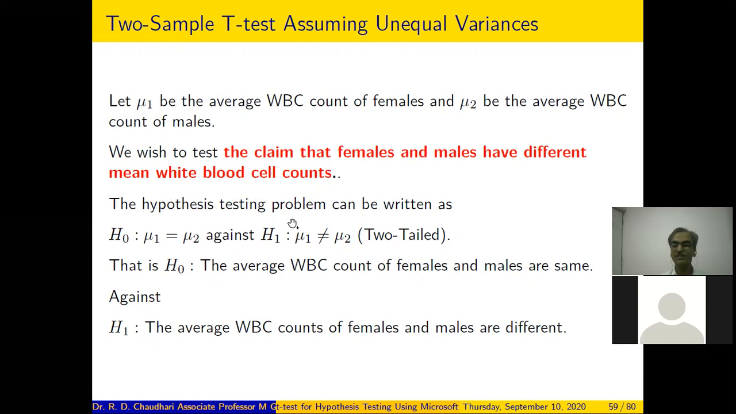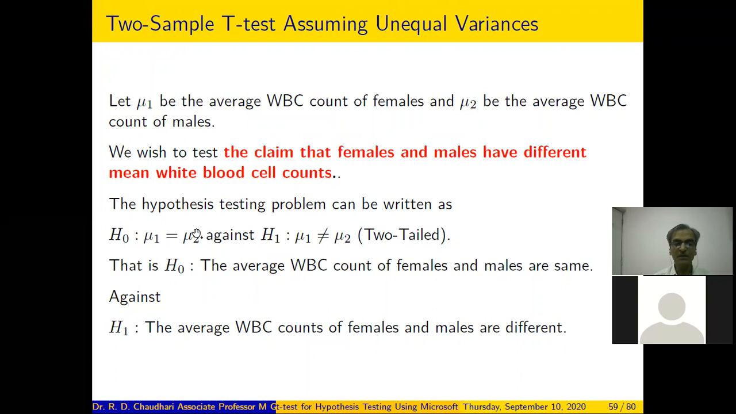So the hypothesis testing problem can be written as H naught: mu1 equal to mu2 against H1: mu1 not equal to mu2. As I told you, the null hypothesis is always about equality, and the alternative hypothesis is based on the question in the problem. Since here we want to test whether there is a difference or not, we have the alternative hypothesis H1: mu1 not equal to mu2, which is a two-tailed hypothesis.